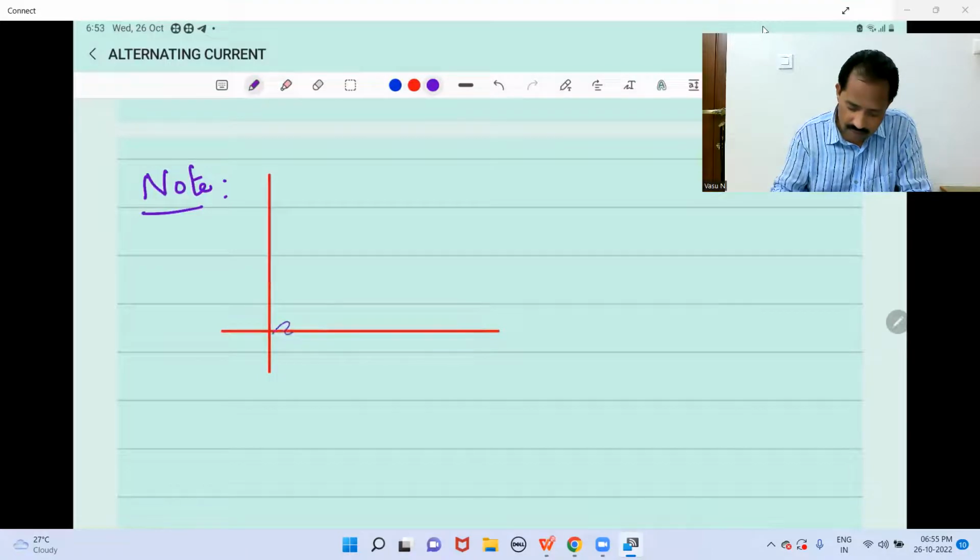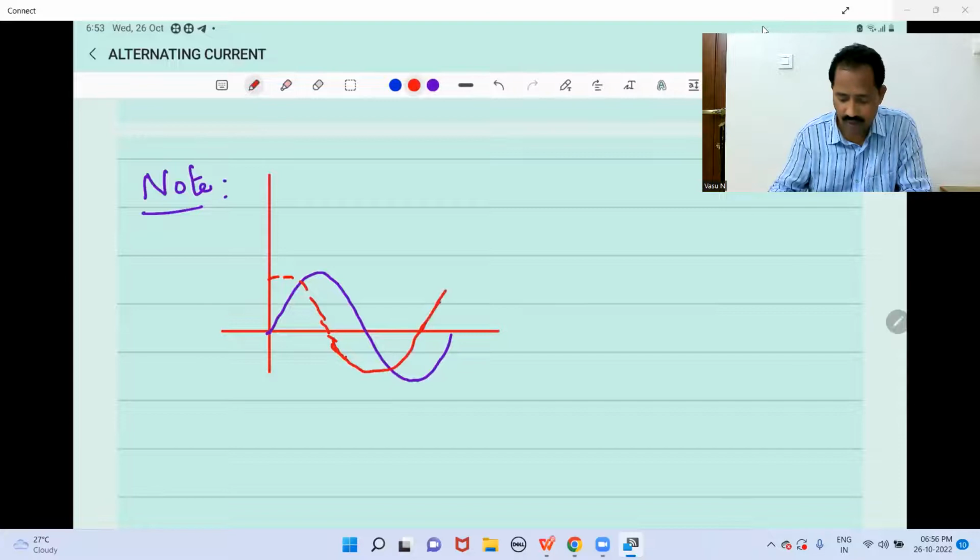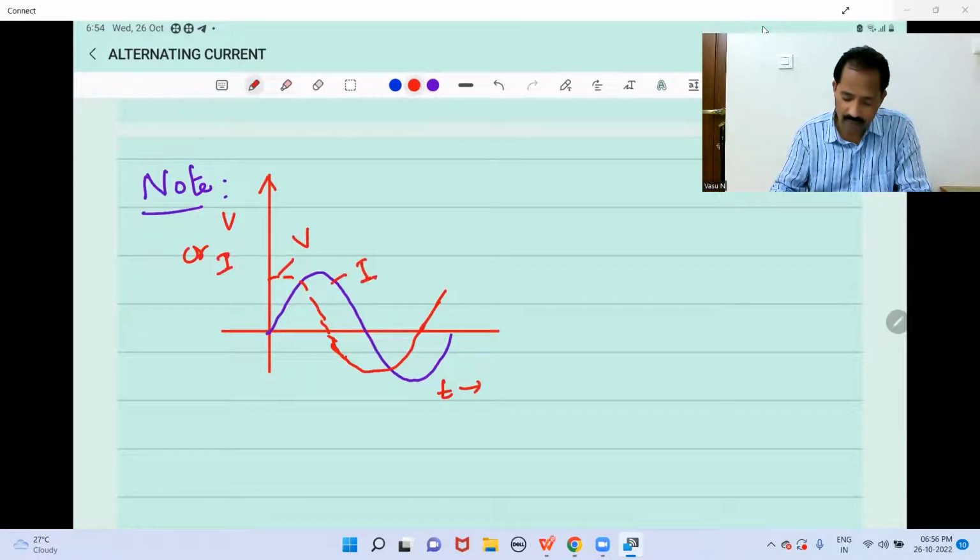Look at this. This is a graphical representation. So this is in the case of pure inductance. This is voltage or current with respect to time. So this is called voltage. This is called current. Voltage leads current by pi by 2.